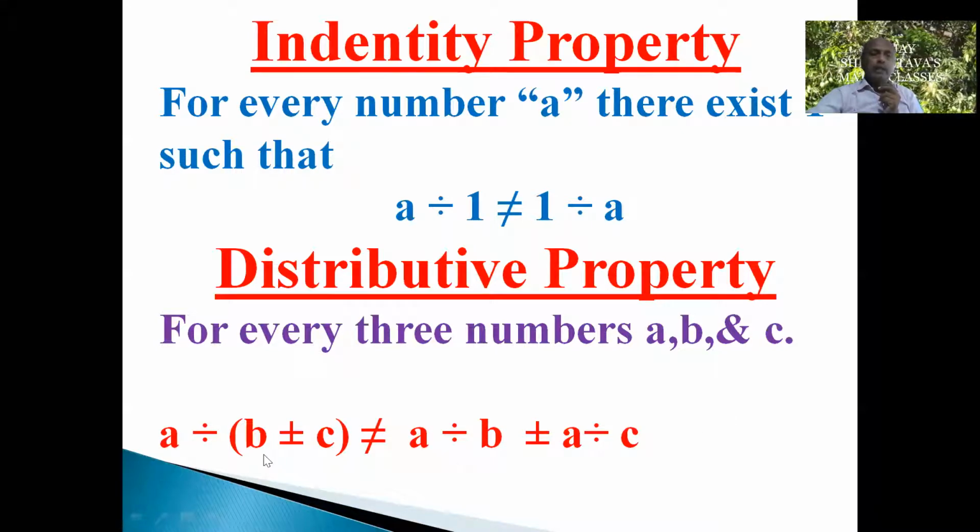You cannot write a divided by 1 is equal to 1 divided by a. Same, a divided by b plus minus c is not equal to a divided by b plus minus a divided by c. It means a cannot be distributed over the division. It can be distributed only over the multiplication sign. So be careful while opening the bracket, apply these rules of distributive property and solve the questions easily.